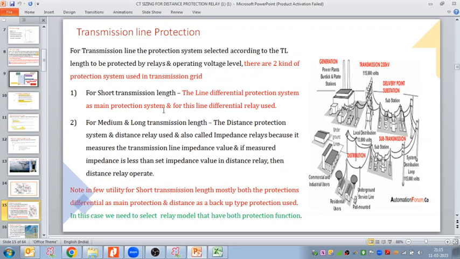If my transmission line is short, when I say short length, it means around 5 kilometers, 10 kilometers. The CEA says a length of less than 30 kilometers can be called a short transmission line. For a short transmission line, we go with the line differential protection system, so we select a relay that has the line differential protection function. If our transmission line is medium or long, then we need to select the distance protection relay. So this all we discussed yesterday.